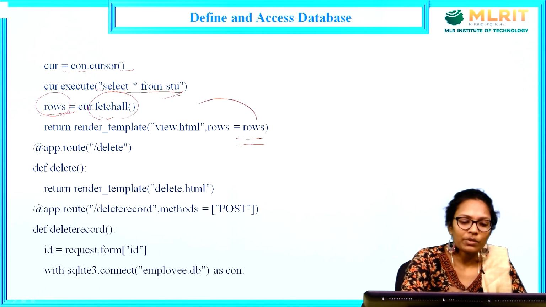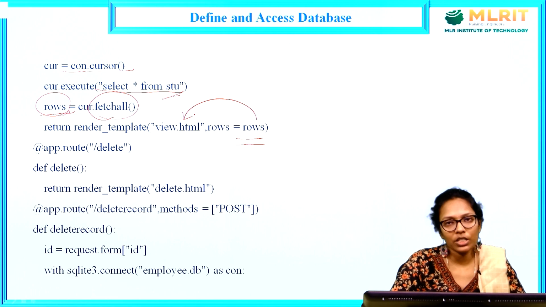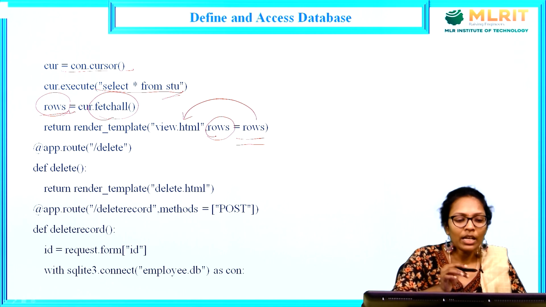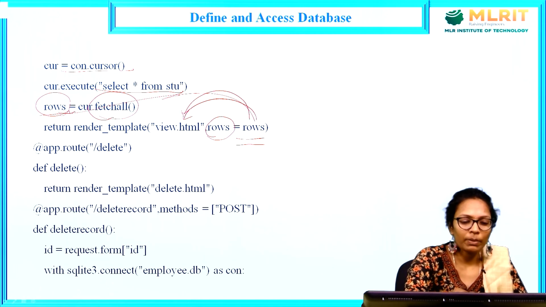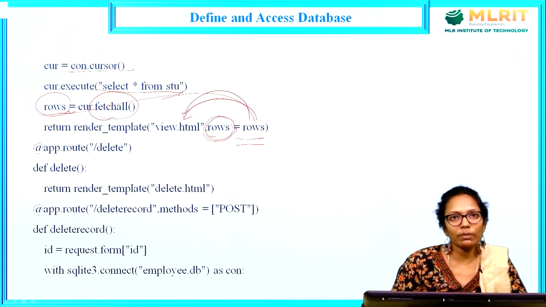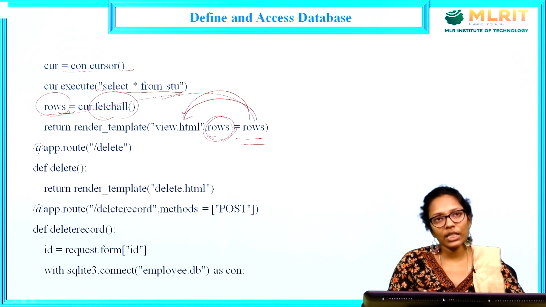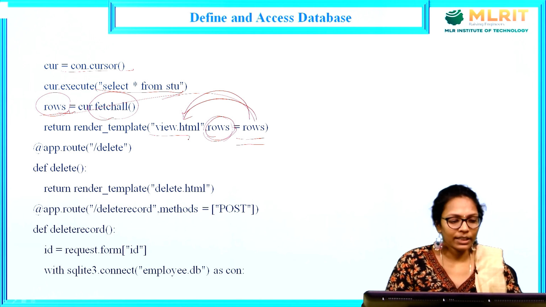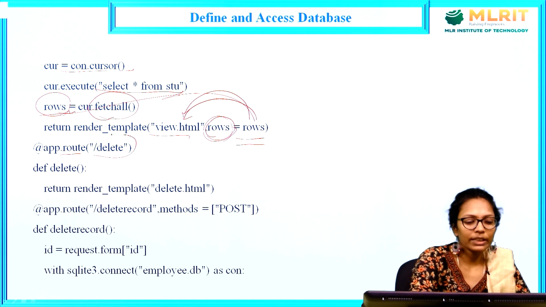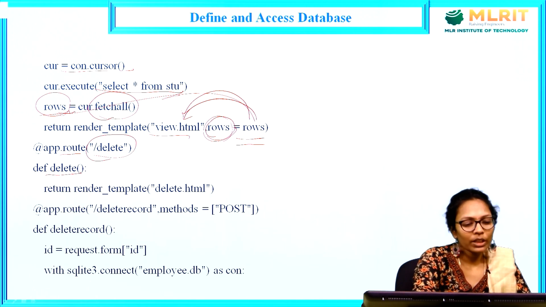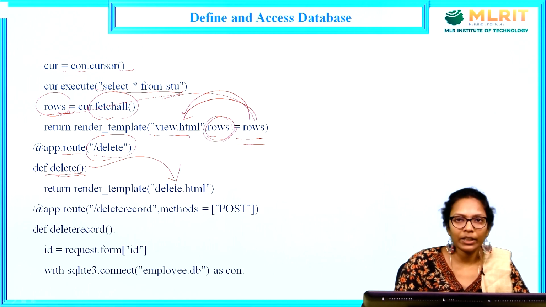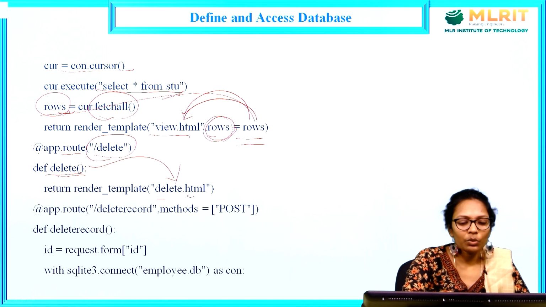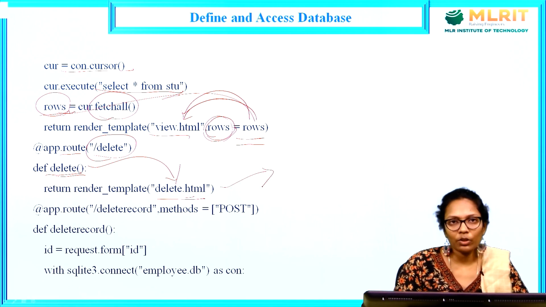That rows I am sending to the HTML file called view.html. In the HTML file also, what is the variable name? Again, rows only, right? So this rows data will be sent to the HTML, and this HTML will also contain the same variable name rows. So this rows data, the HTML will display in the form of a table. We will see what is view.html later. And after that, we are setting the route for deleting, right? So now this delete will directly go to a file called delete.html. So to delete the table, it is redirecting to delete.html. We will see what is this delete.html later.